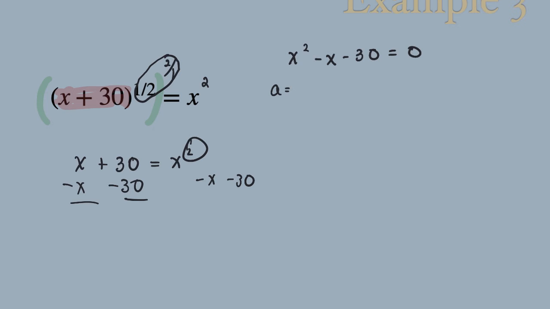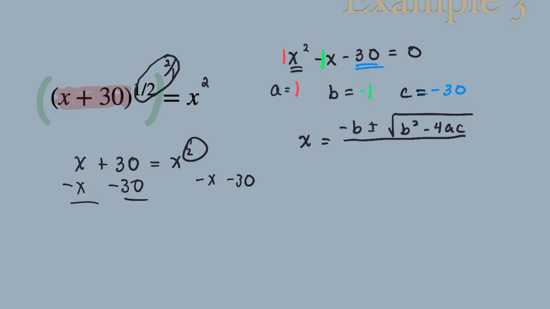So a is, let's highlight these, 1, and b is this -1 out in front of the x, and c is this last term, -30. Let's write down the old quadratic formula here. x, in this case, because that's what the variable is, equals -b plus or minus the square root of b squared minus 4ac, all over 2a. So let's just start substituting here now.